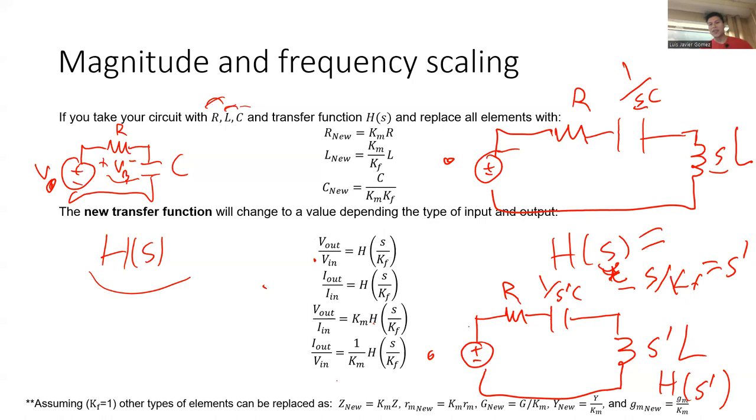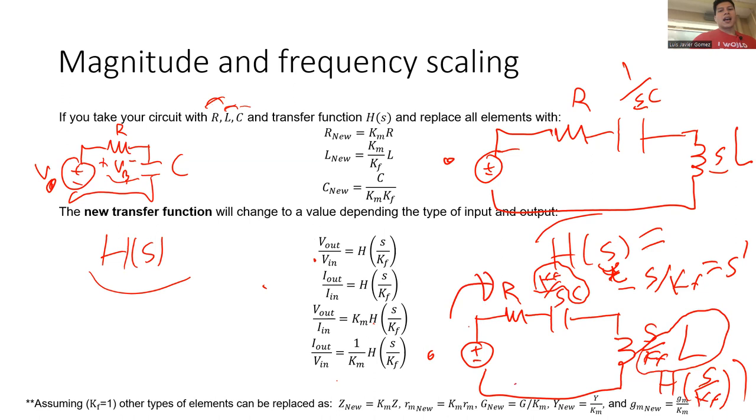Okay, so we're all on the same page here. Well, what is S prime? S prime is just S over Kf. So if I plug it in here, it's S over Kf, and the same thing here. So if I want to go from a transfer function that looks like this to one that looks like this, I just have to take my inductance and replace it with L over Kf, take my capacitance and replace it with C over Kf, and leave my resistance alone. That's basically why this works: you're replacing all your S's with S primes, and that tells you what the new inductance and capacitance should be.